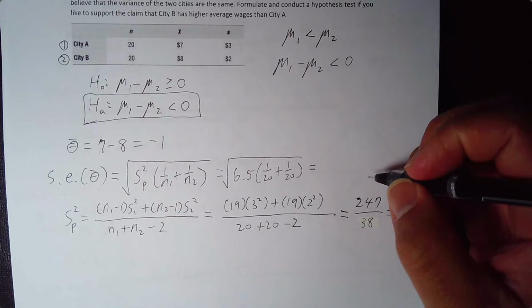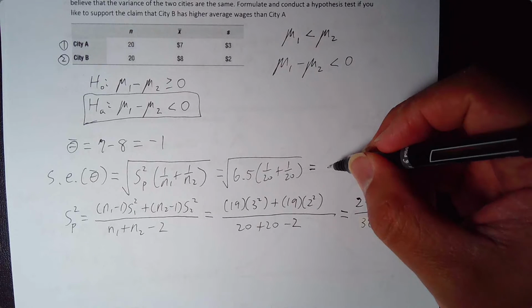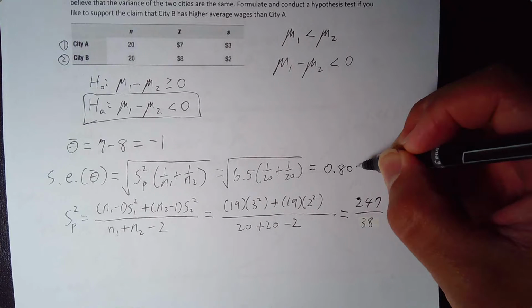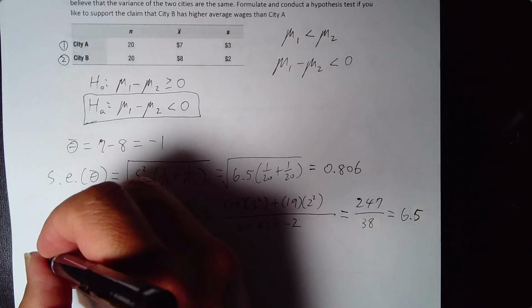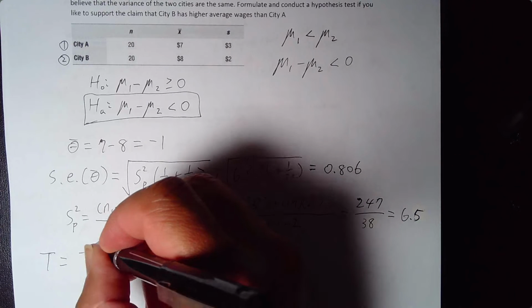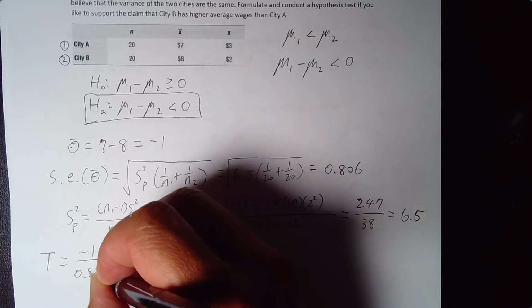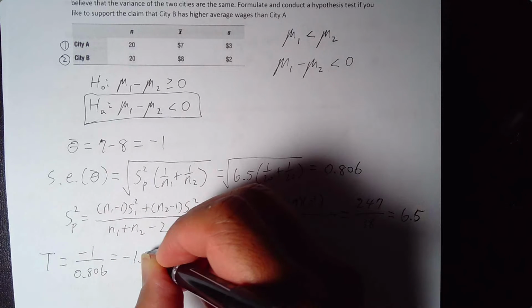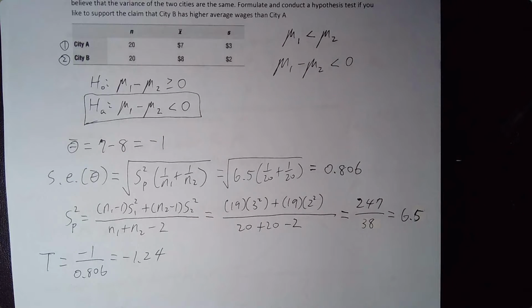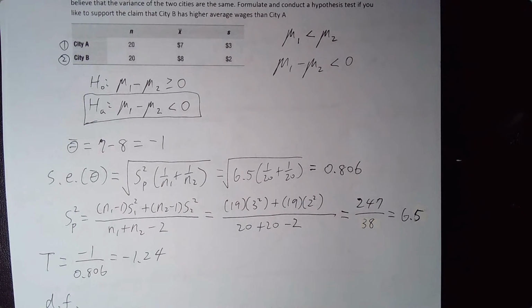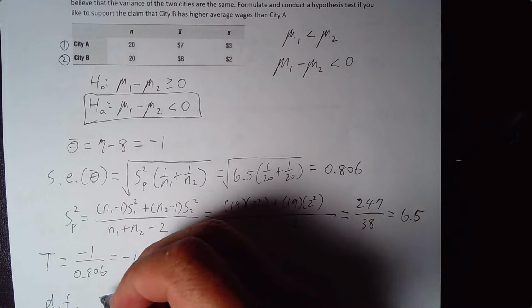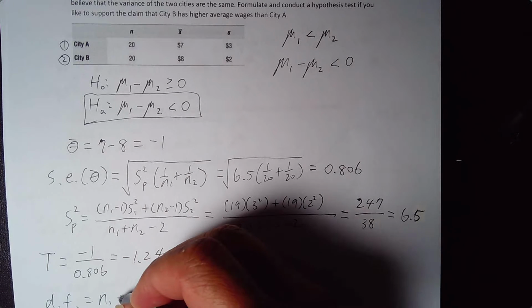Okay, put all that in. That's what you should get. Now we have the standard error. Let's go ahead and calculate the test statistic. Alright. To proceed, we need our degrees of freedom. Let's go ahead and do that. Now this becomes very simple.